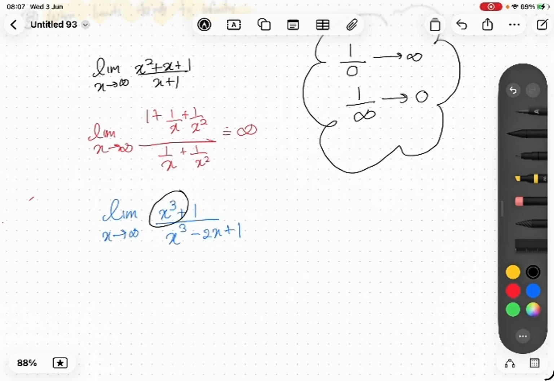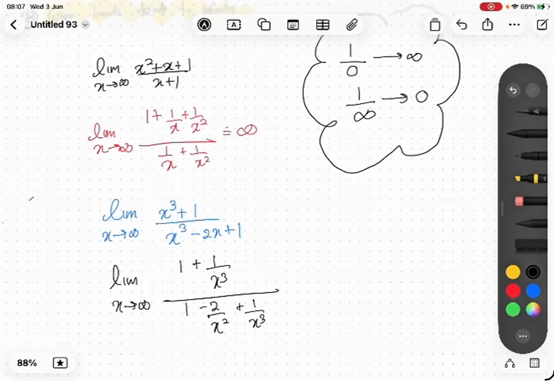When you divide the first term by x to the power 3, that is 1. 1 divided by x to the power 3, 1 over x to the power 3. x to the power 3 divided by x to the power 3, 1. Minus 2x divided by x to the power 3, minus 2 over x squared. And 1 divided by x to the power 3, plus 1 over x to the power 3. Limit as x tends to infinity.